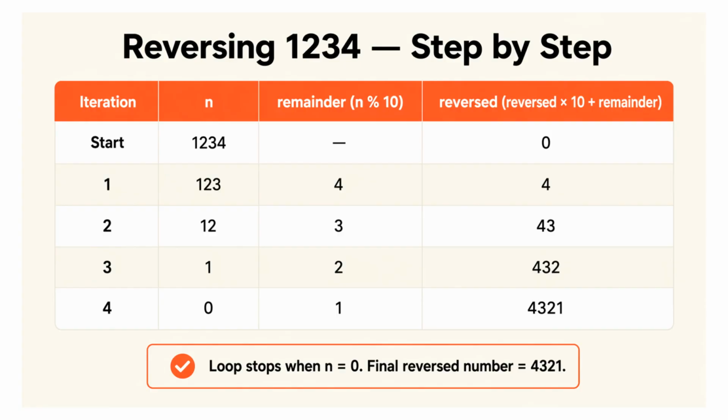Third loop. Last digit of 12 is 2. Reversed becomes 43 times 10 plus 2, which is 432, and n shrinks down to 1. Fourth loop. Last digit of 1 is 1. Reversed becomes 432 times 10 plus 1, which is 4,321, and n shrinks to 0. And the moment n hits 0, the loop stops. Our final reverse number is 4,321. Pretty cool, right? 4 simple loops and we flip the whole number around.